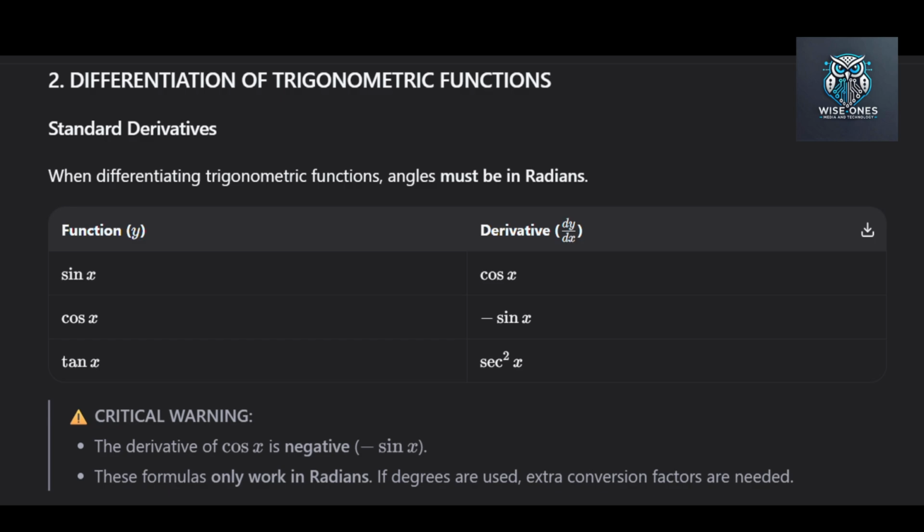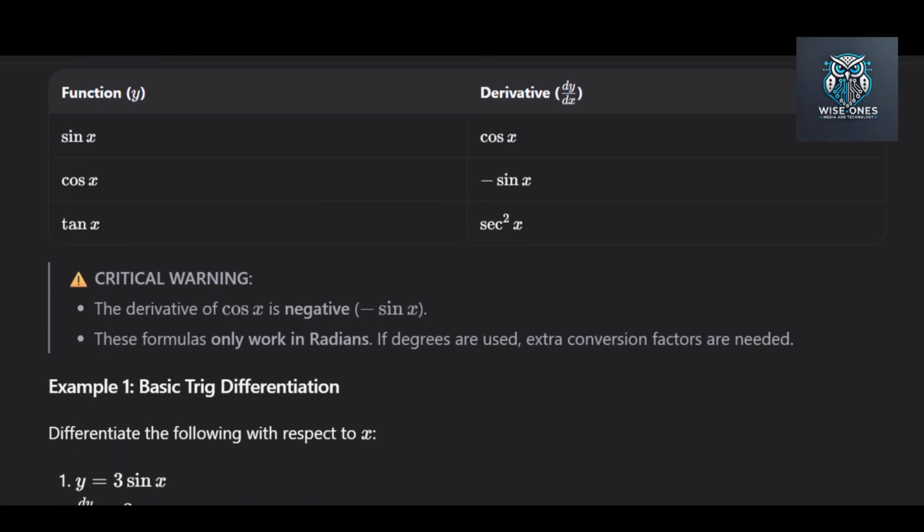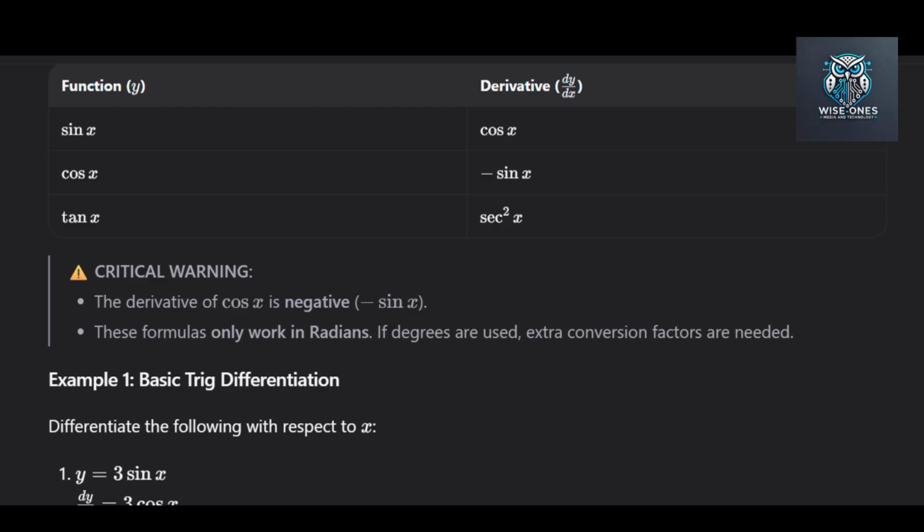I need to give you a critical warning. Look at the derivative of cosine x. It is negative sine x. Do not forget that negative sign. It is the most common mistake students make. Sine becomes cosine, cosine becomes negative sine, tangent becomes secant squared.